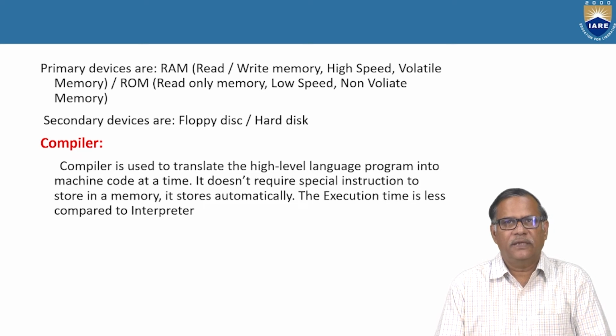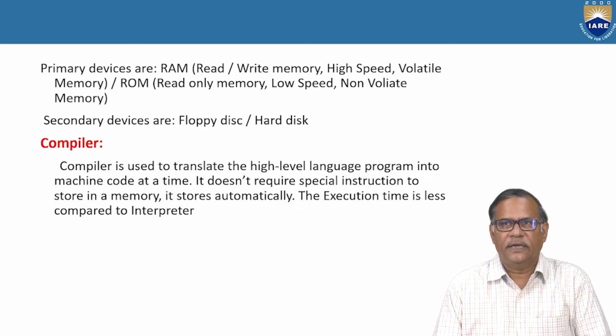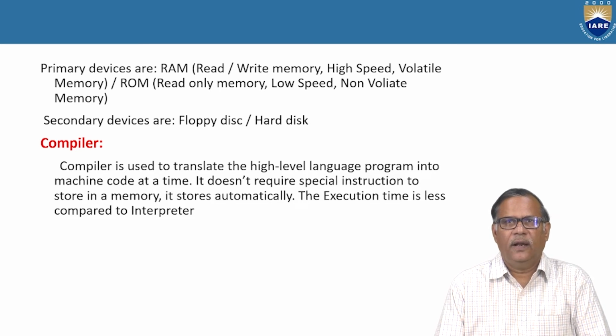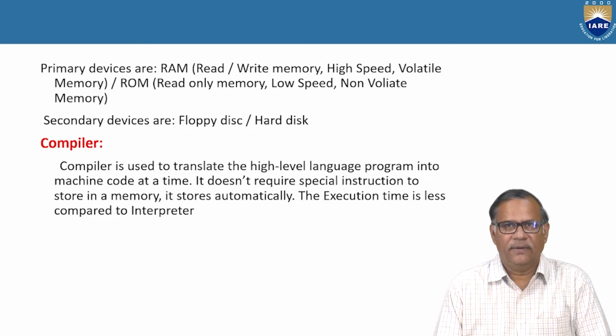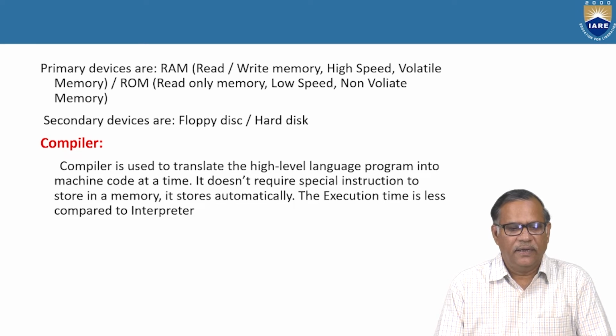So you can have primary memories or secondary memories. What are the primary memories? RAM, that means read write memory, which has high speed and is volatile. ROM also is a primary memory device. The secondary devices are floppy disk and hard disk.